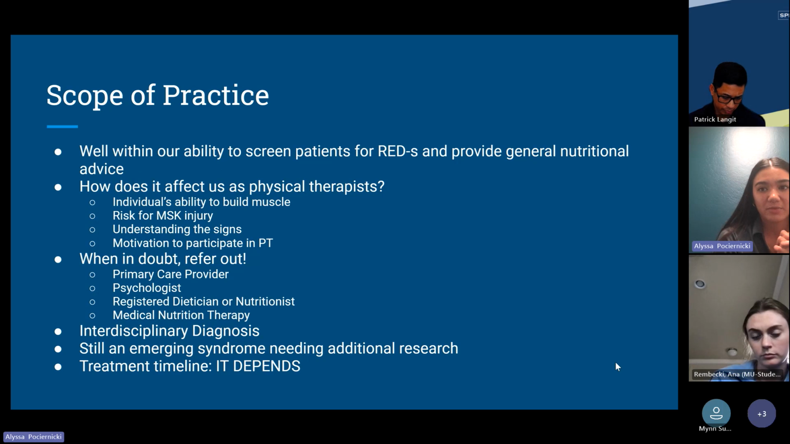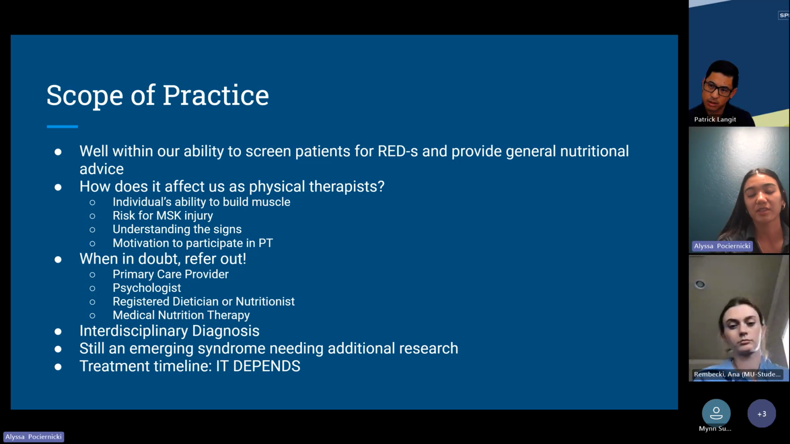So I just want to tie it all back in. Scope of practice: it is well within our ability to screen patients for relative energy deficiency and provide general nutritional advice. It's something we can provide, and it's really not too much out of the time to give to them during initial evaluation or during treatment times, especially because this really does affect us as physical therapists.